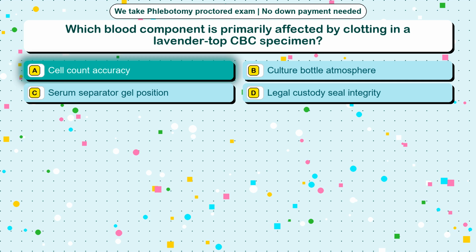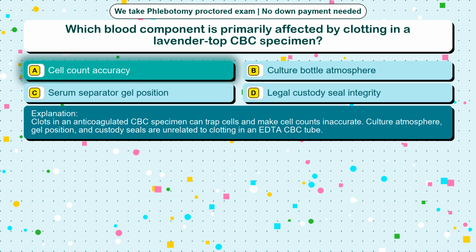The correct answer is option A, cell count accuracy. Clots in an anticoagulated CBC specimen can trap cells and make cell counts inaccurate. Culture atmosphere, gel position, and custody seals are unrelated to clotting in an EDTA CBC tube.